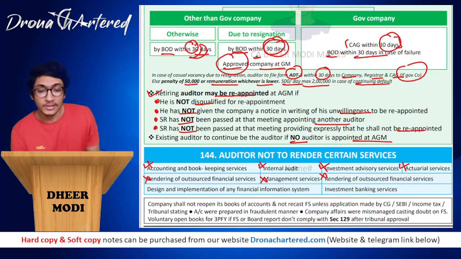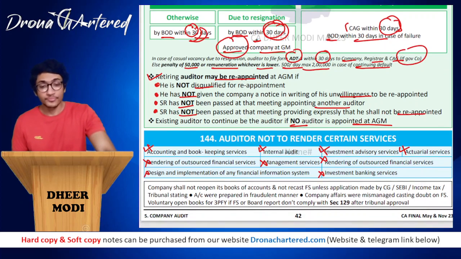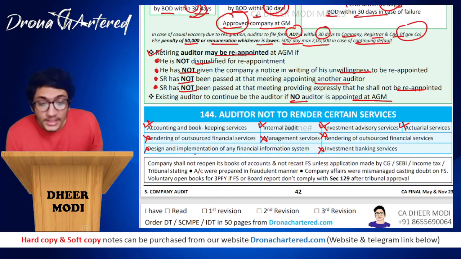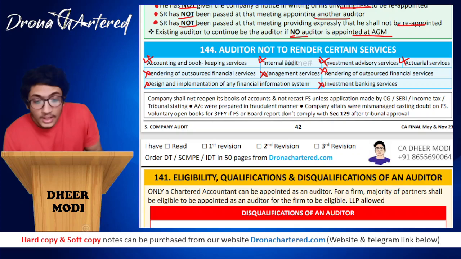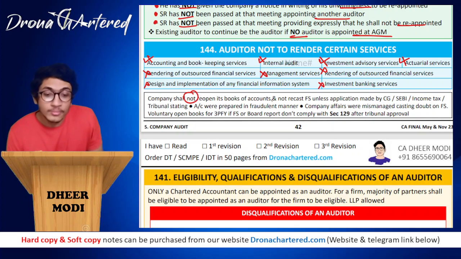Rendering of outsourced financial services. Then there is design and implementation of any financial information system, and investment banking services. These are not allowed. The auditor will not be allowed to render these. The company shall not reopen its books of accounts, and shall not recast financial statements.